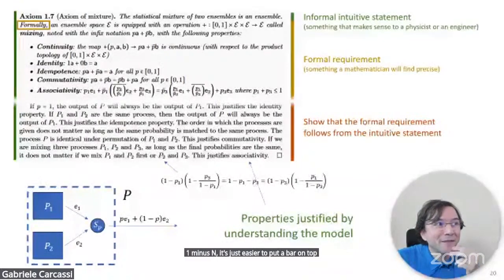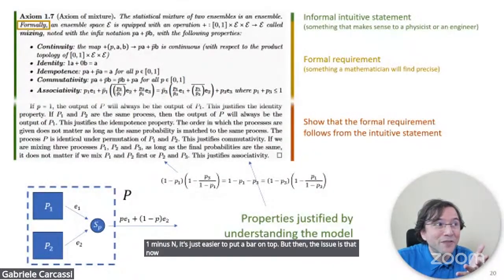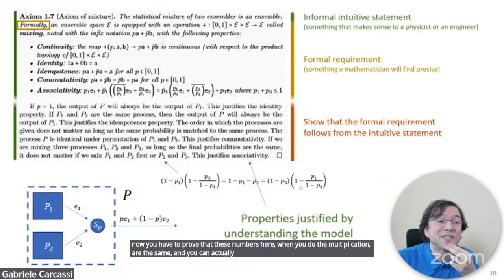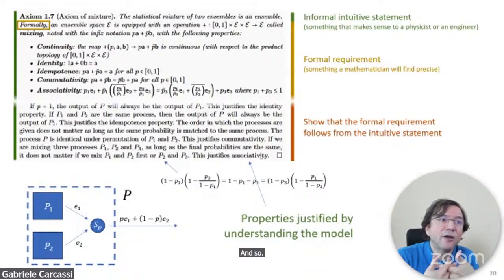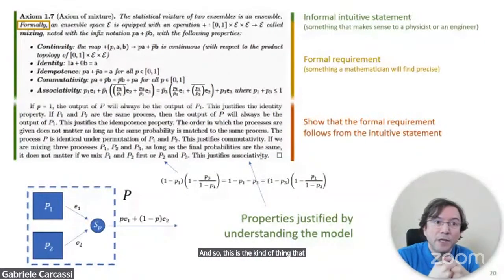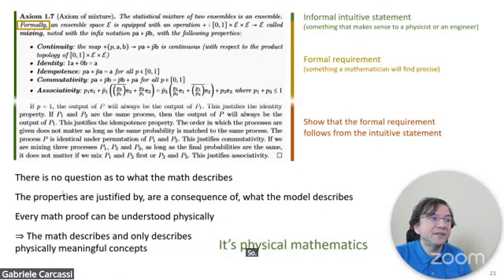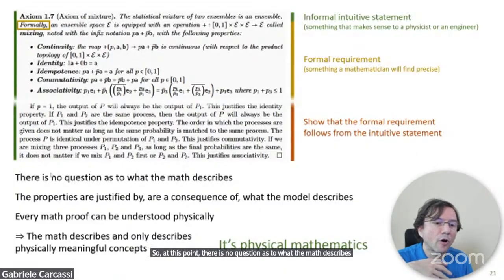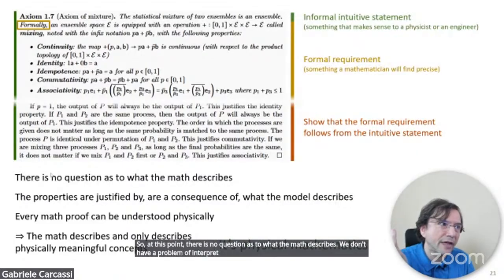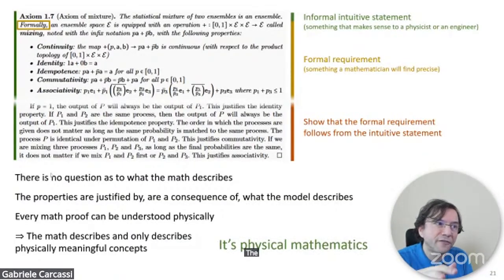But then the issue is that now you have to prove that these numbers here, when you do the multiplication, are the same, and you can actually do it with just a little bit of algebra. And so this is the kind of thing that I think we need. And the thing is that it's totally possible and doable. So at this point, there is no question as to what the math describes. We don't have a problem of interpretation or stuff like that. The properties are justified by and are a consequence of what the model describes.